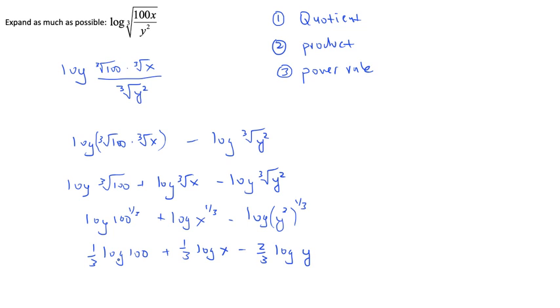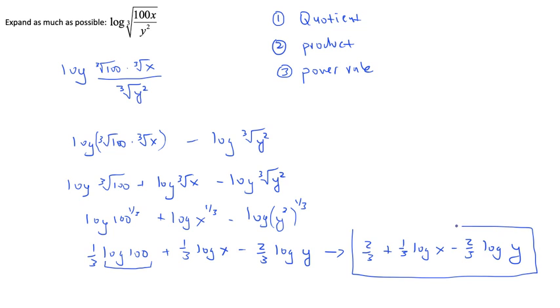Of course, log of 100 is just 2. Remember, this is a log base 10, so 10 to the 2nd power is 100. Then finally we can multiply that 1/3, remembering that log of 100 is equal to 2 here. So we get 2/3 plus 1/3 log x minus 2/3 log of y. This should be our final answer once we properly expand this.